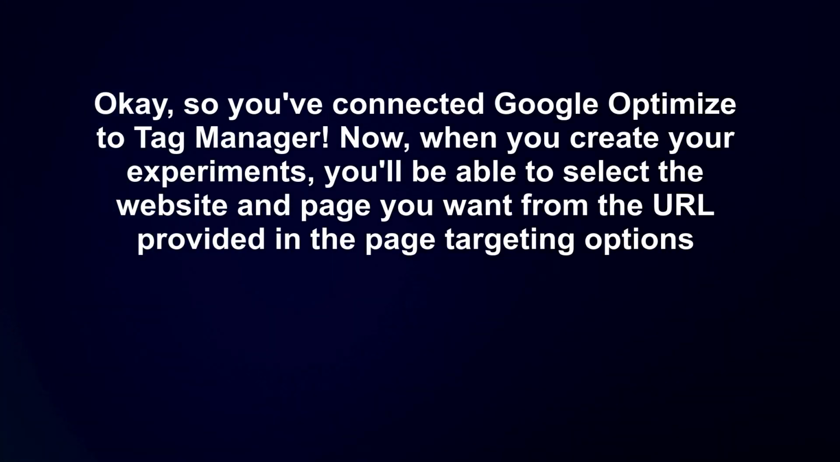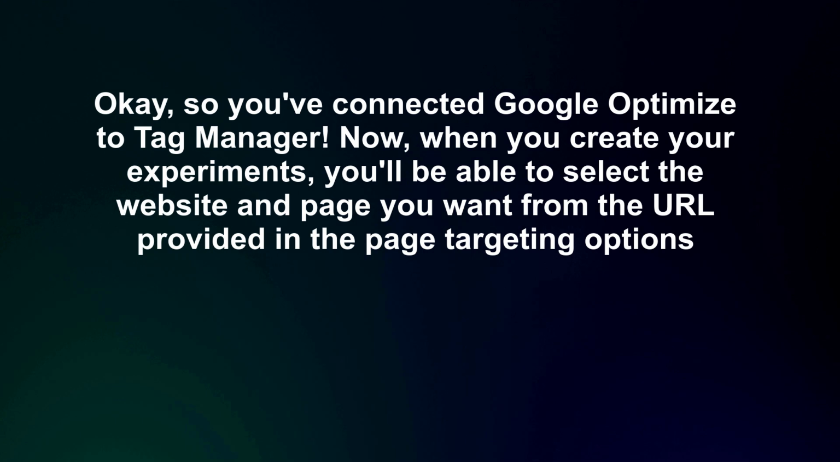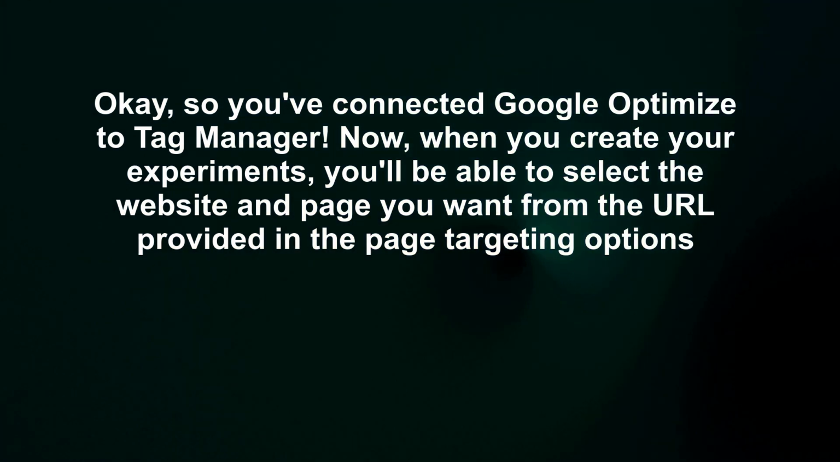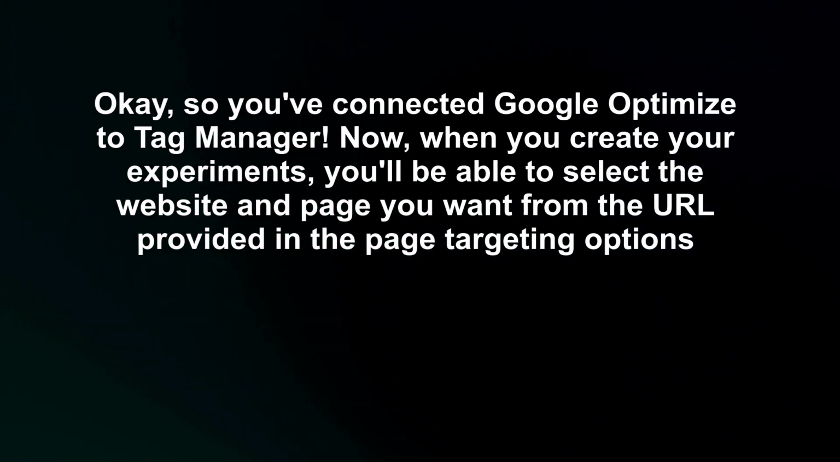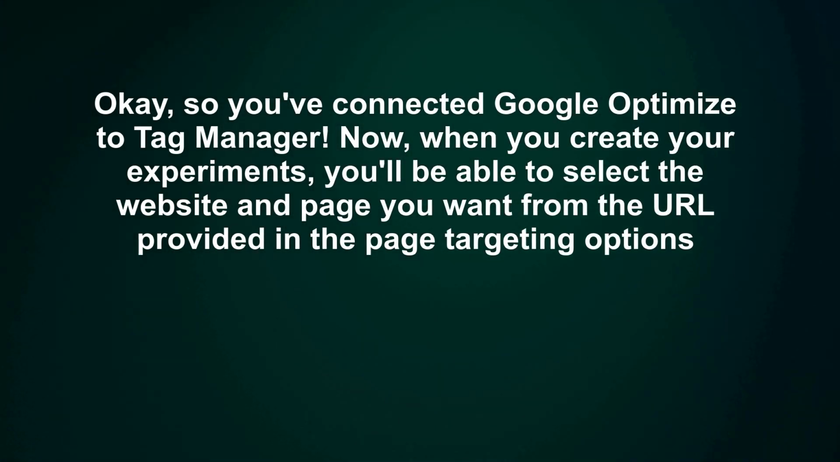Okay, so you've connected Google Optimize to Tag Manager. Now, when you create your experiments, you'll be able to select the website and page you want from the URL provided in the page targeting options.